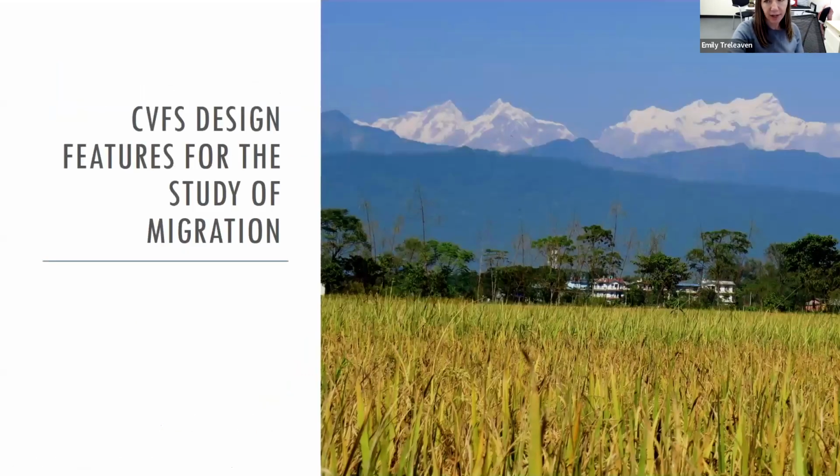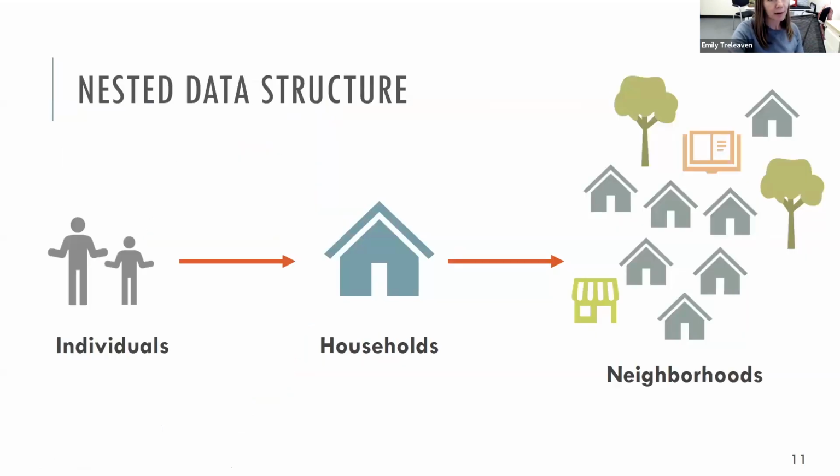So as I mentioned, the CVFS has some key features of its design that make it really well suited to study migration. As a reminder, CVFS has a nested data structure. That means we study individuals who are nested within families or households, and those households are nested within neighborhoods that can all be linked to broader contextual data.